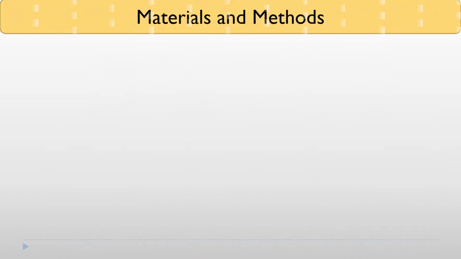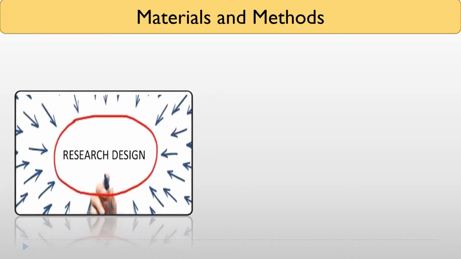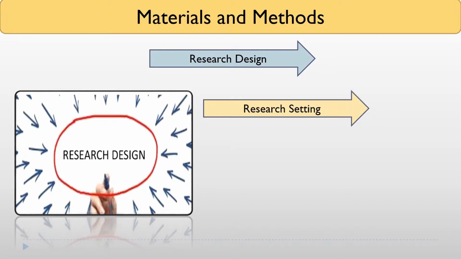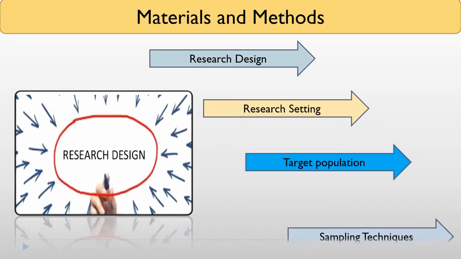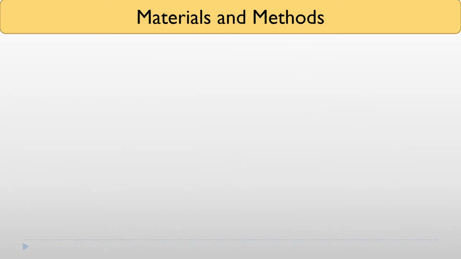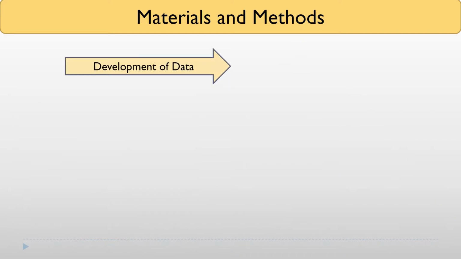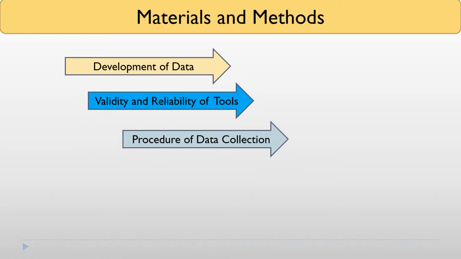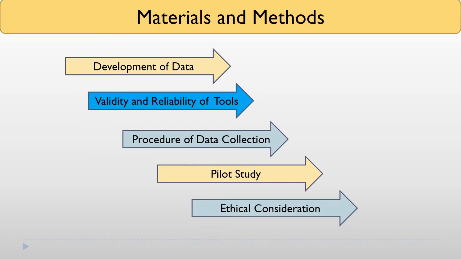The second is materials and methods. The methods section should clearly describe the methods and research design used to conduct the study. It should include details such as research approach and design, research settings, target population, sampling technique and sample size, development and description of data collection tools, validity and reliability of research tools, procedure of data collection, pilot study and tool tryout, and ethical considerations.